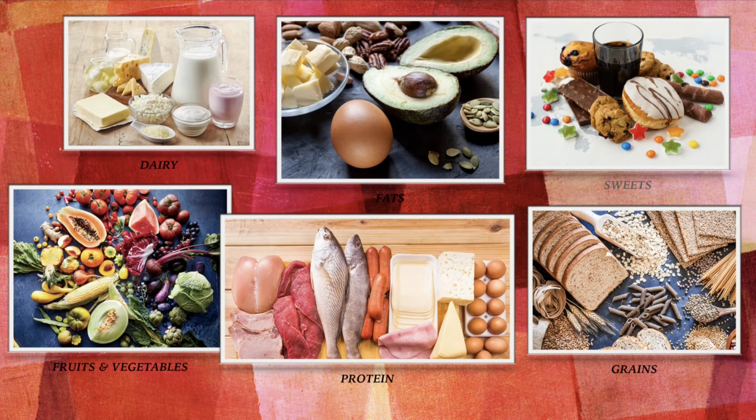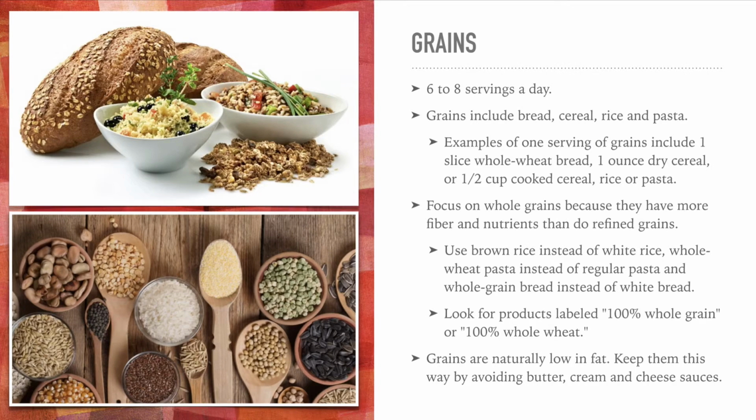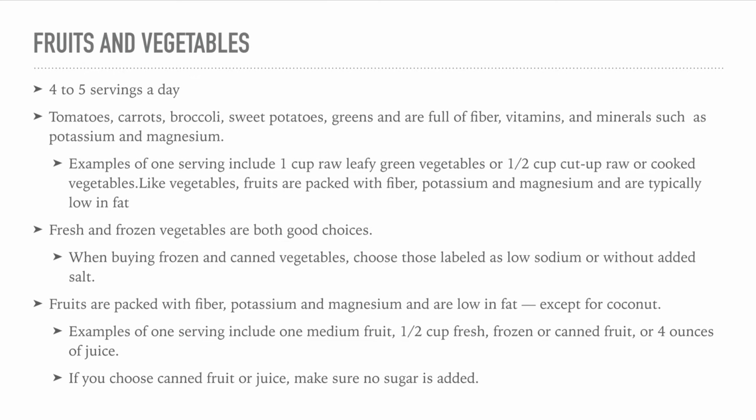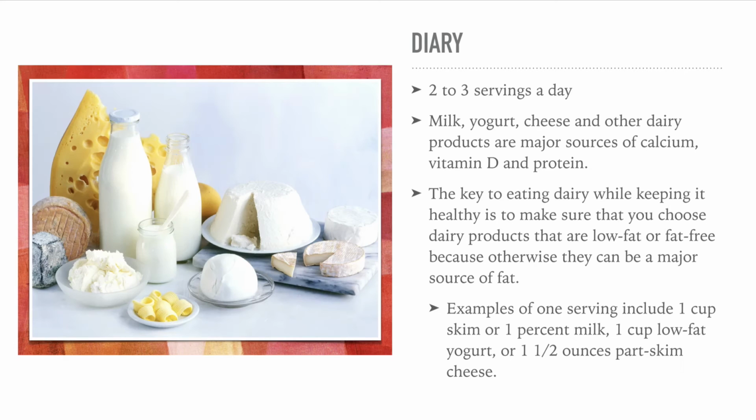Let's take a look at the recommended servings from each food group. For grains, it is recommended to have 6 to 8 servings a day. Grains include bread, cereal, rice, and pasta. For fruits and vegetables, it is recommended to have 4 to 5 servings a day. For dairy, it is recommended to have 2 to 3 servings a day.